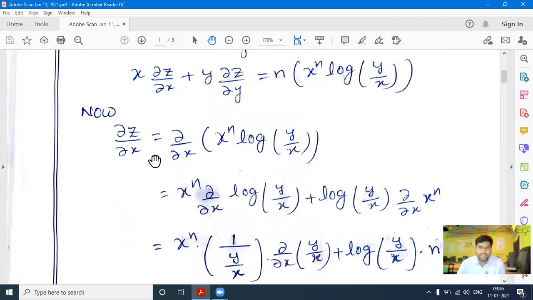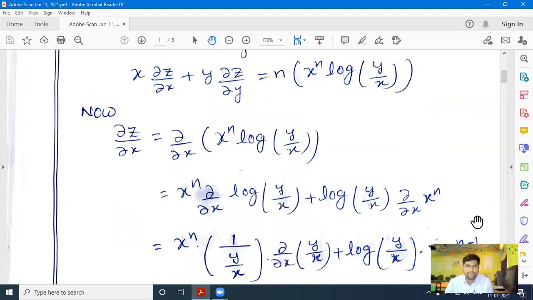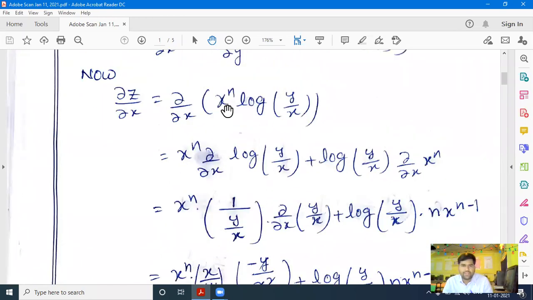So dou z by dou x is equal to dou by dou x into x to the power of n into log of y by x. So here x is there, so here also one x is there. So you have to apply here the uv formula. So what is the uv formula? Derivative of uv is u v dash plus v into u dash.